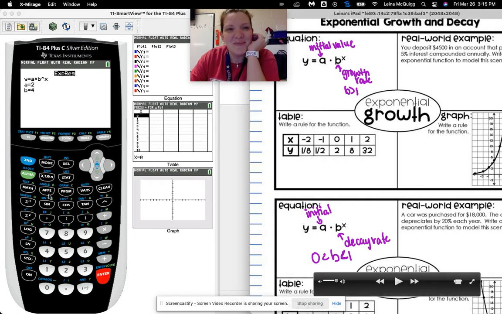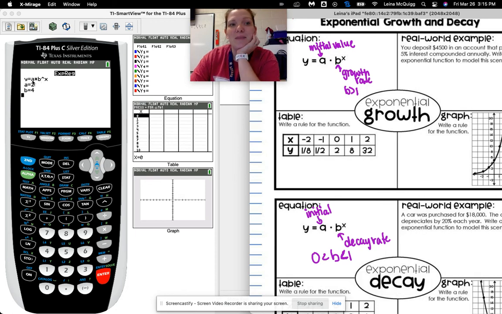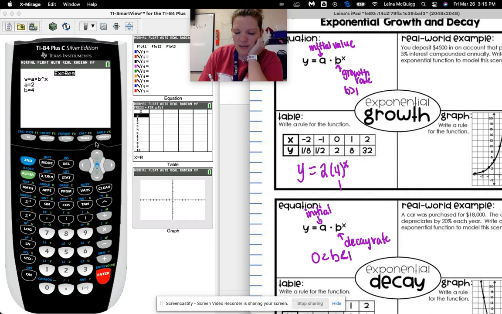Okay, now this looks much better. We have an a and a b. This gives me the exponential equation right here, right? a times b to the power of x. So the rule for this table is going to be y equals a is 2 times b is 4 to the power of x. Okay, so this is my rule. We notice how b is bigger than 1, so this is growth.